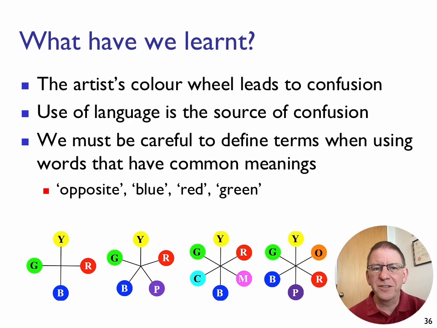So what have we learnt? We've learnt that the artist's colour wheel leads to confusion when students meet other colour wheels that appear to contradict what they learnt in primary school. We've learnt that the source of the confusion is actually the way we use language to describe colours, and therefore we've learnt that when we are talking to students about the technicalities of colour, we need to be careful about using words that have common meanings. The words opposite, blue, red and green mean different things in different technical contexts.